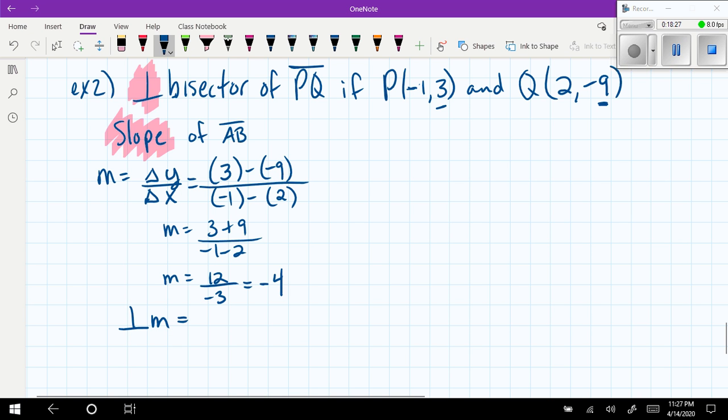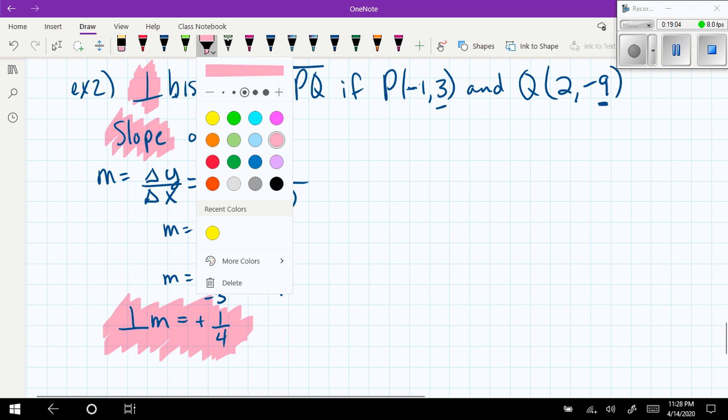When we say the negative reciprocal, some people think of that as the opposite reciprocal. So the opposite of negative 4 would be positive 4. And then the reciprocal of 4 means to take 4 and turn it upside down. 4 is really 4 over 1, so when you reciprocate 4 over 1, you get 1 over 4. Put those two concepts together, and we end up with a positive 1/4. So the perpendicular slope is positive 1/4, and that's going to go into my formula.